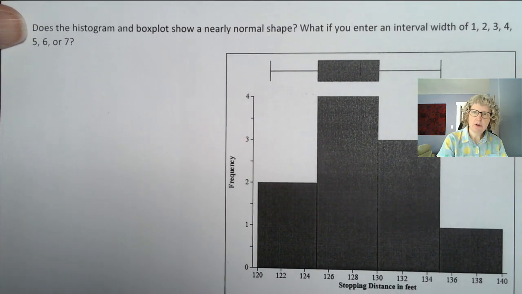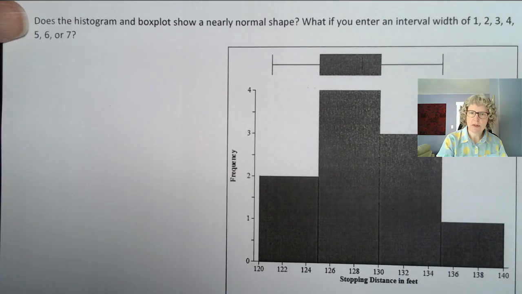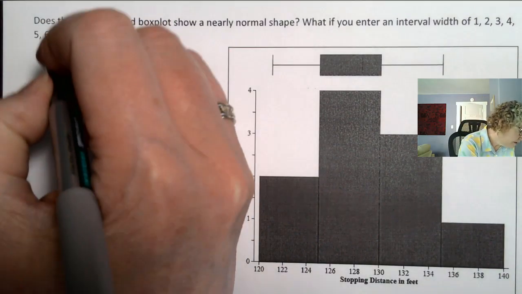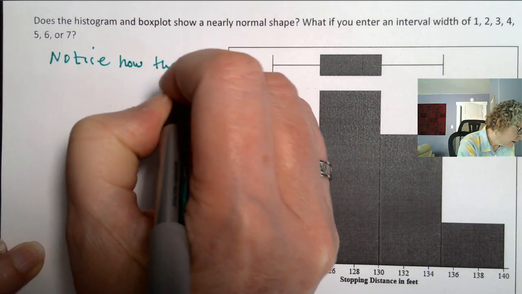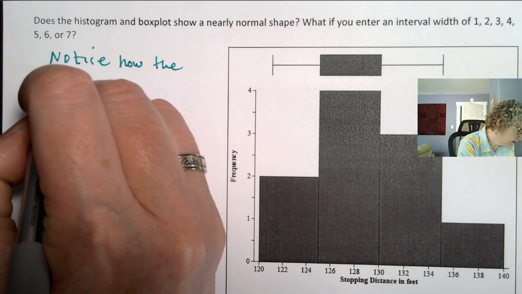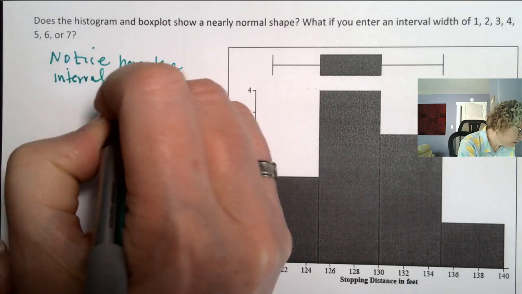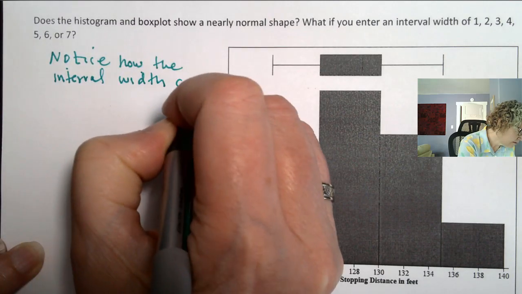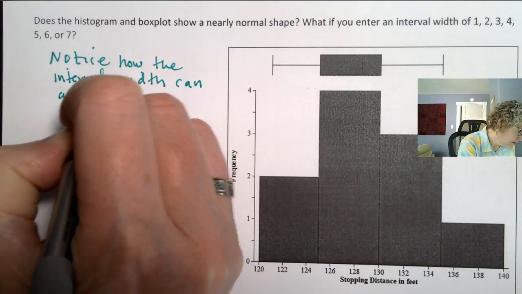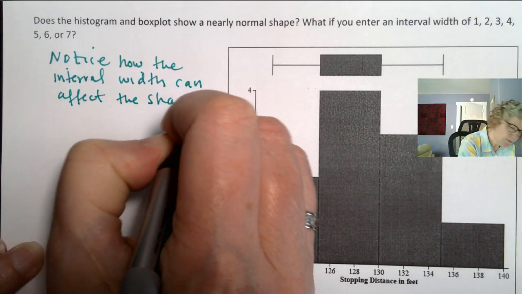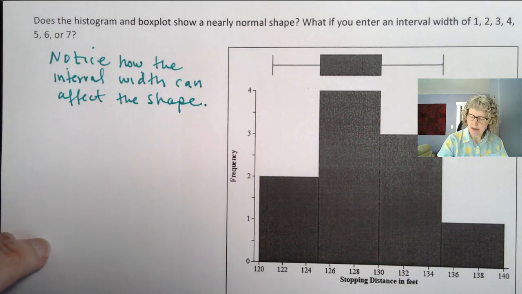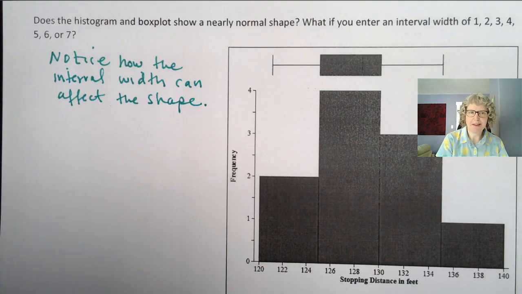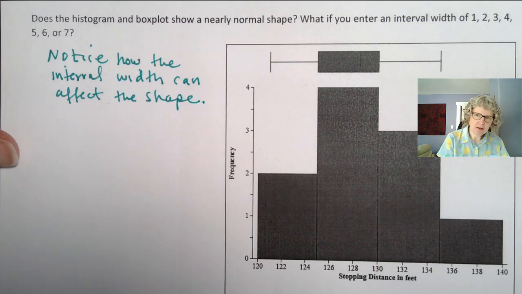just want to make a note. Here's the original one, which I think is 5. Just to notice that the interval width or bin width can affect the shape. Okay, so another thing to be cautious of, we don't want to be misleading anyone by picking a certain interval width that doesn't match the other ones, you know. But I would say these data are nearly normal.